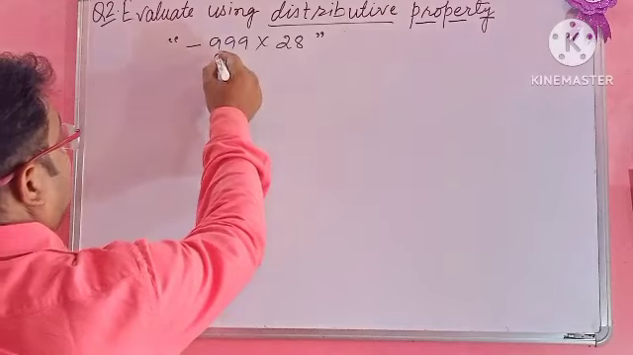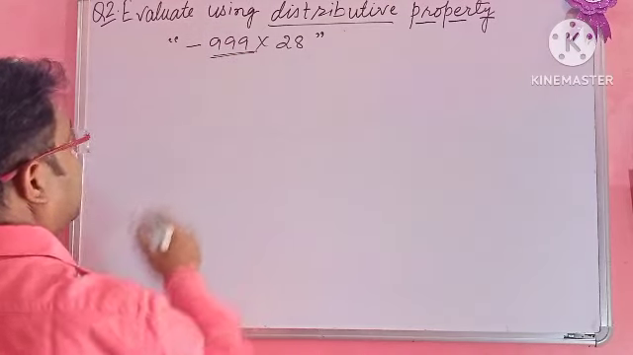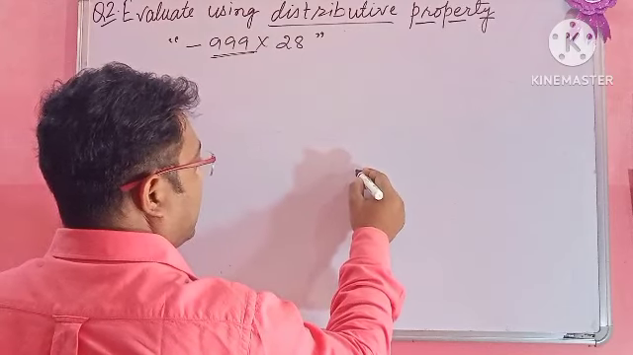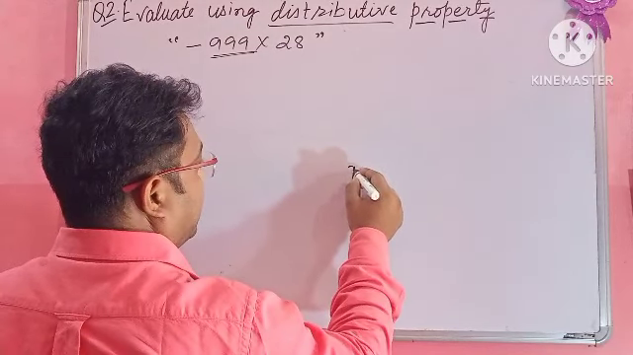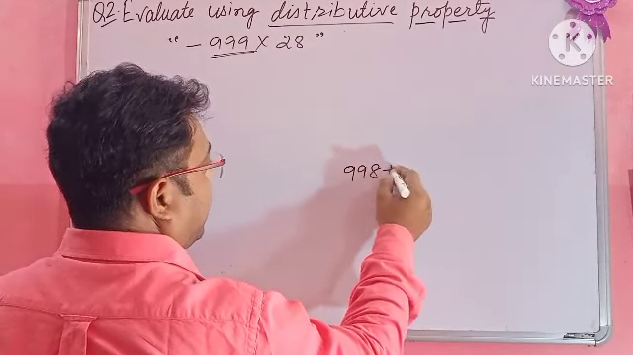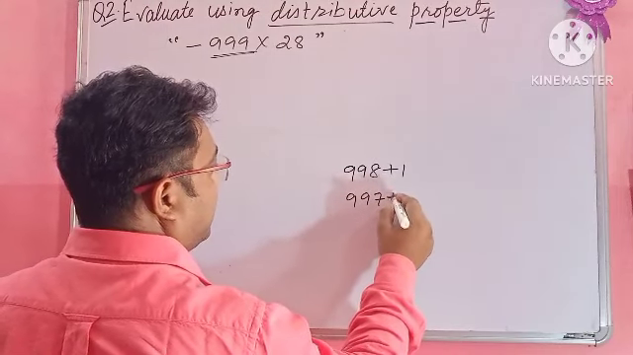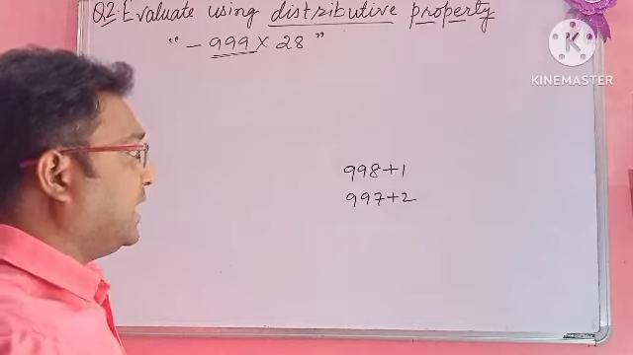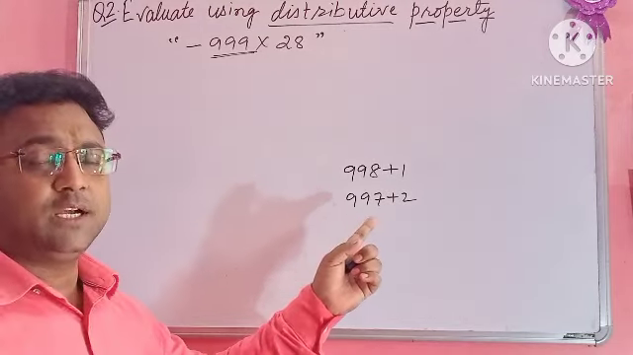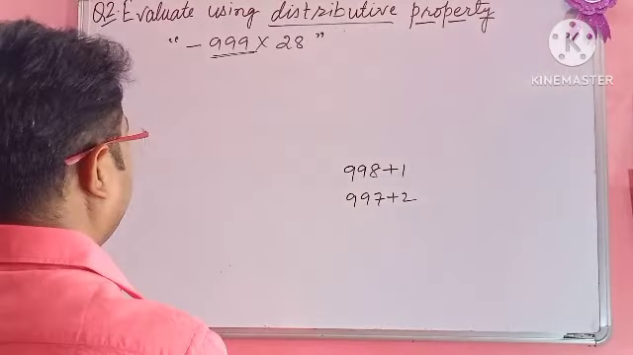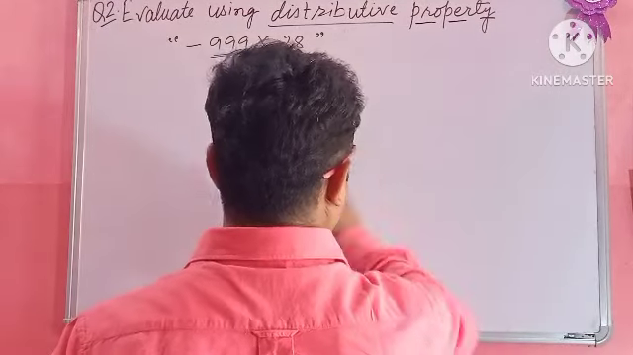Let's see. First of all, 999. You have to distribute this 999. How can you distribute? You can write it like this: 998 plus 1, or 997 plus 2, likewise. But again, it does not come in the multiple of 10. It is not in terms of a multiple of 10, so to multiply it, you will have to take a multiple of 10.